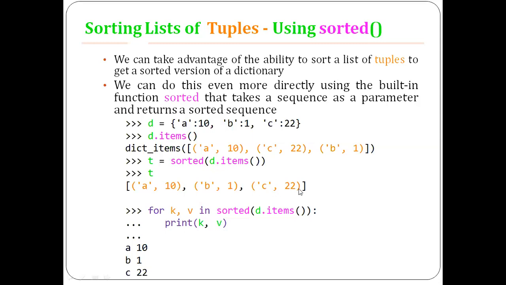Is it right? The same thing can be done using loops. That is, for k, v in sorted d dot items. What you are doing is printing the key and value pair, so you get the sorted dictionary, a key and value pair. So this is how you can use the sorted function to sort the elements of the dictionary.